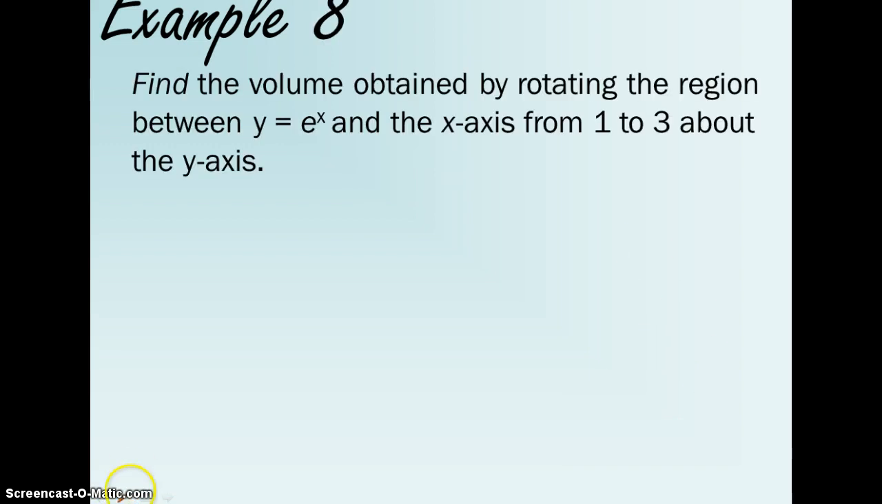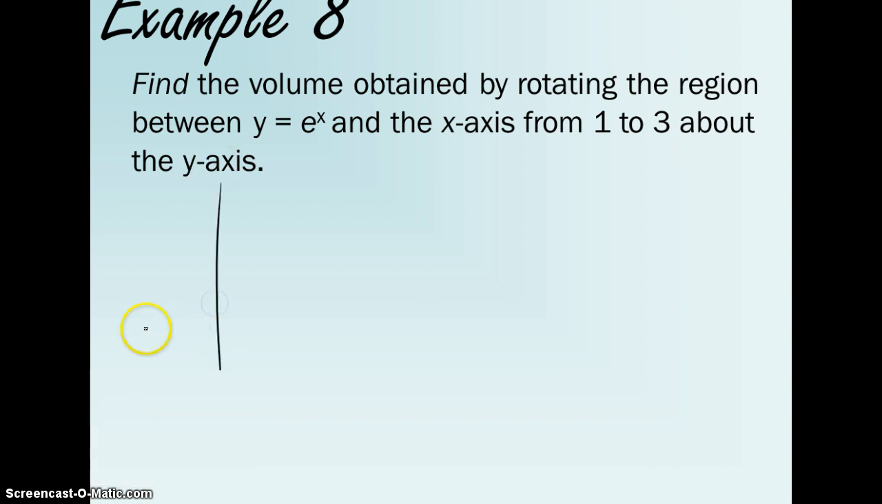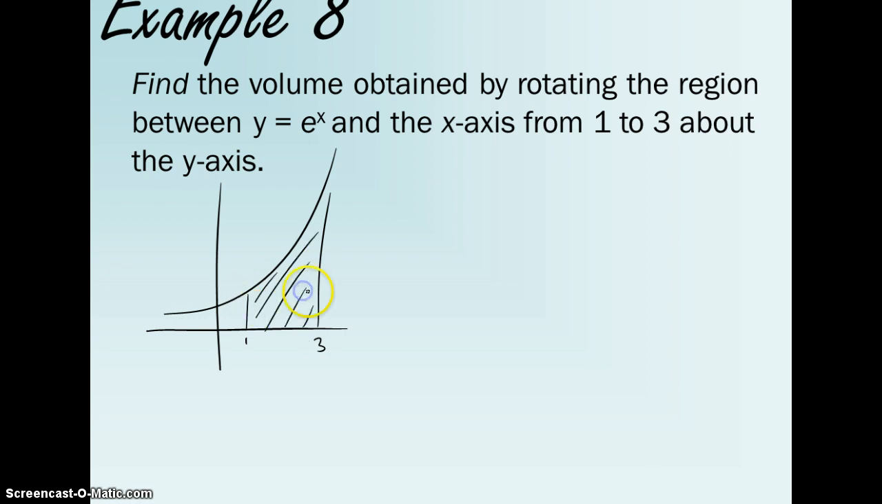All right, so let's just review a little bit of what we learned in the last chapter, playing around with the idea of volumes. So y equals e to the x, which you saw before, that's going to be some kind of a graph like this, between 1 and 3. So that's our shaded region. And we want to go about the y-axis. So where you're rotating that region around is going to make a big difference into which technique you pick.